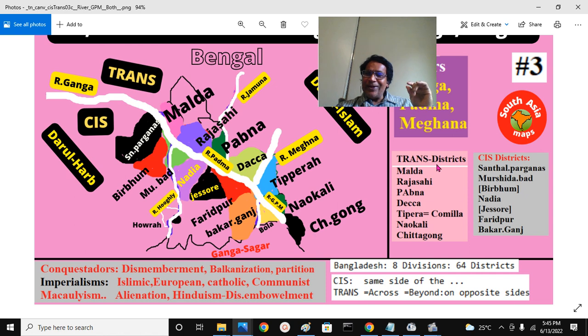So these are the Trans districts, these are the Cis districts. The Islamic conquistador, dismemberment of Bharat, balkanization, partition, and its seeds were sown in this area.